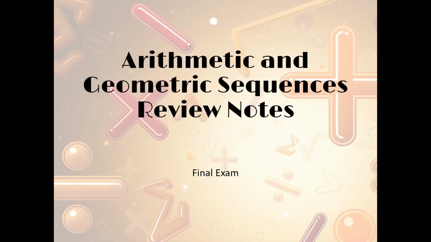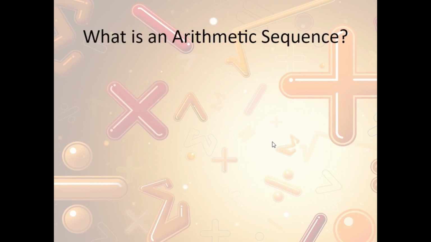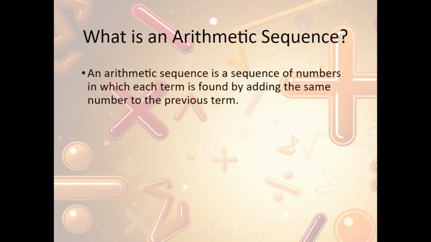Let's take a look now at the Arithmetic and Geometric Sequences Review Notes. The notes begin with the learning goals and success criteria. What is an arithmetic sequence? An arithmetic sequence is a sequence of numbers in which each term is found by adding the same number to the previous term. So an example of this would be 2, 4, 6, 8, 10, etc.